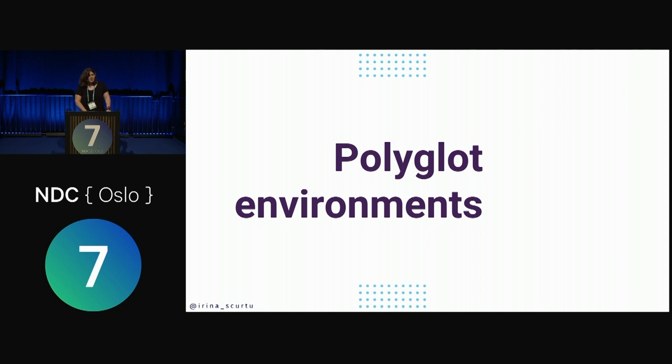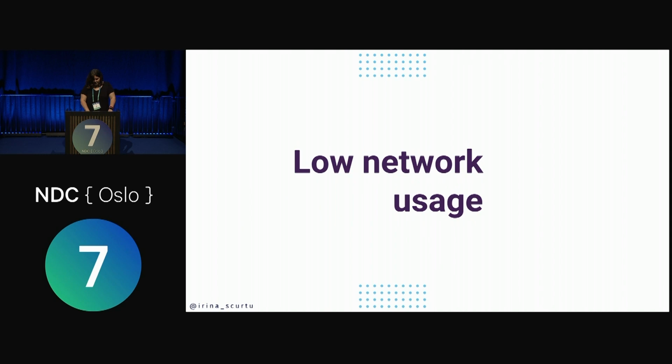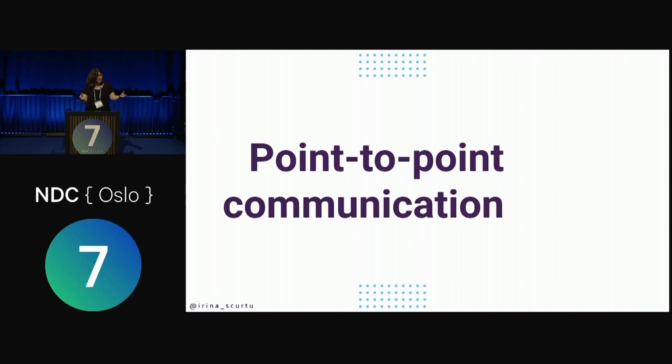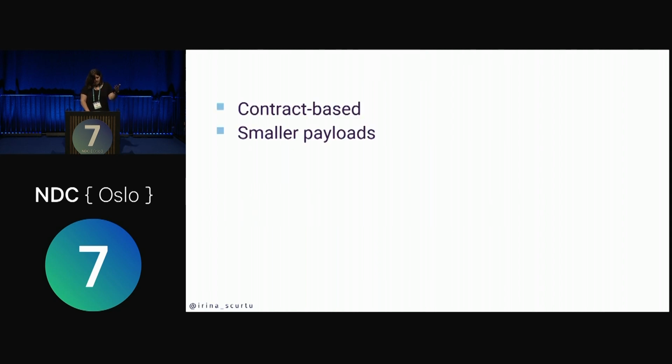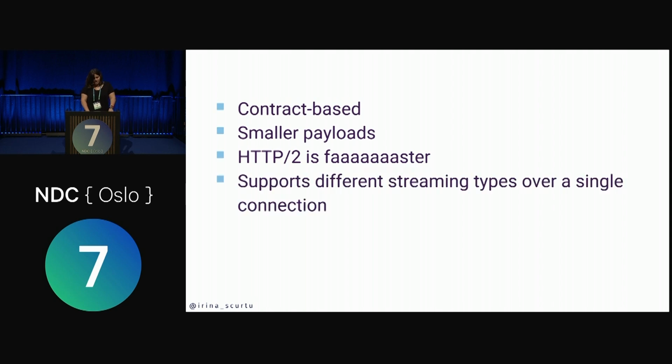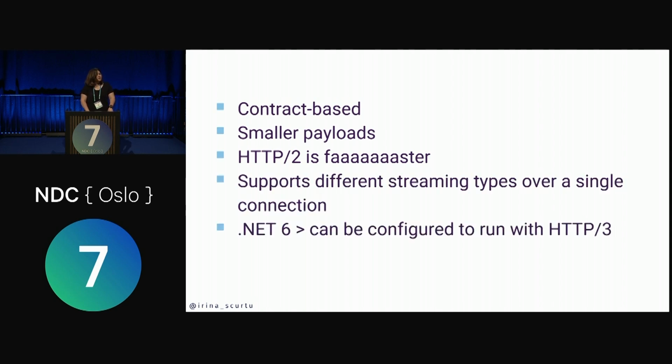It will allow you a polyglot environment, which is important to have a system that is serving everything from the language that is suitable enough. Low network usage, point-to-point, because that's what you expect, point A to point B. Making data travel over HTTP, multiple calls over a TCP connection, is very important. It's contract-based. HTTP2 supports different streaming types. And it can be configured to run with HTTP3. I don't know about you guys and girls, but I'm personally just getting my head around HTTP2, and now they're talking about HTTP3. It's hard to keep up sometimes.